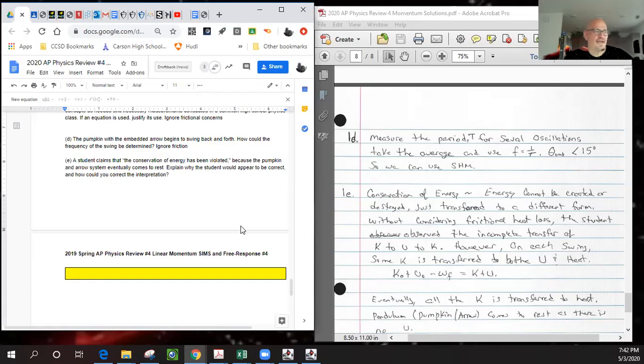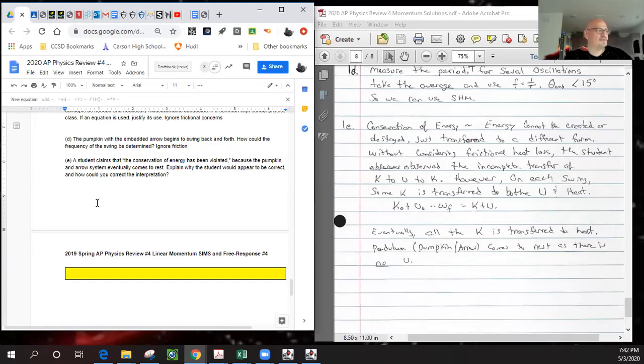And then E here, the last one: a student claims that the conservation of energy has been violated because the pumpkin and arrow system eventually comes to rest. Explain why the student would appear to be correct and how you could correct the interpretation.